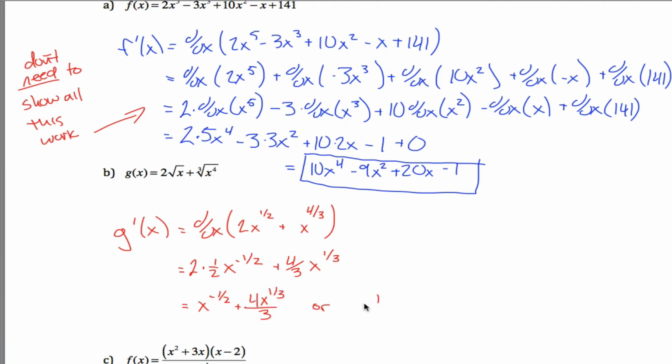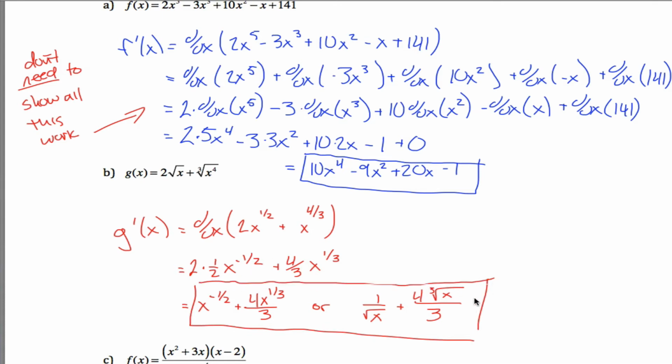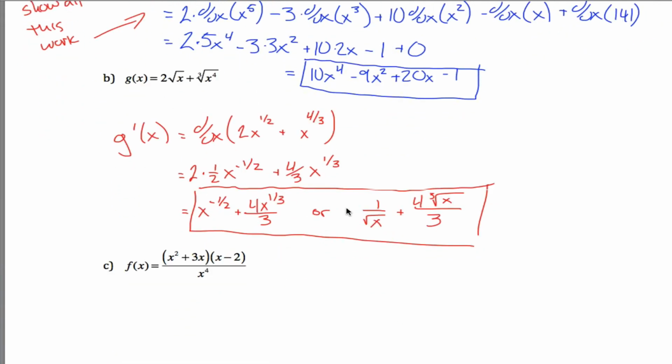Another way you could write that is 1 over the square root of x plus 4 times the cubed root of x over 3. Any of these are fine. I don't care what form you leave it in, whether you use radical form or exponent form. As long as you get one of those as your answer, you're good, or something equivalent.